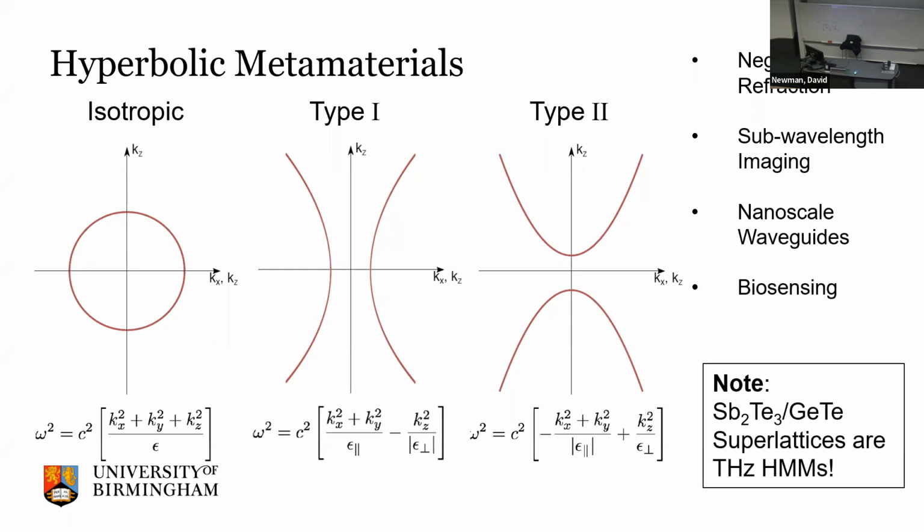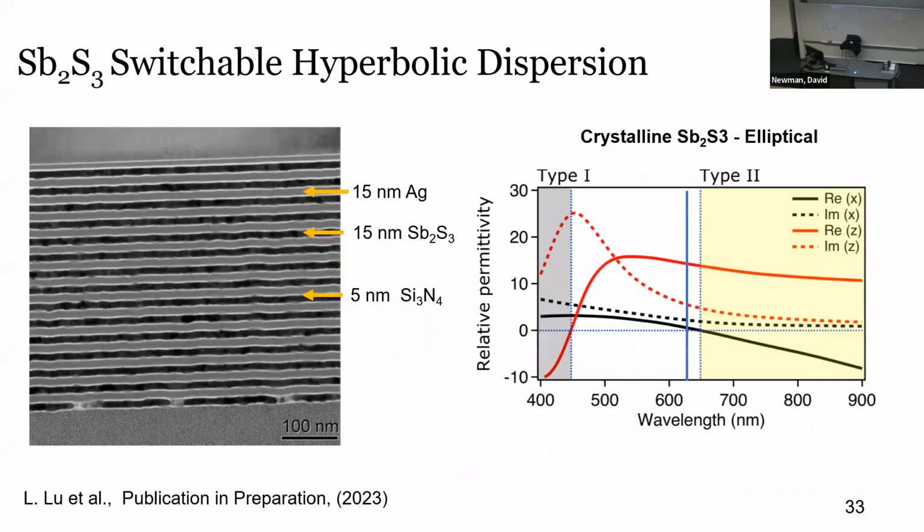Oh, and the other thing I wanted to mention, another area that I've worked on in the past is antimony telluride, germanium telluride superlattices. These happen to have hyperbolic dispersion in the terahertz regime. So I think there are some opportunities there to create hyperbolic terahertz metamaterials of these kinds of superlattices. But I'm talking about the visible now, so that's something else.